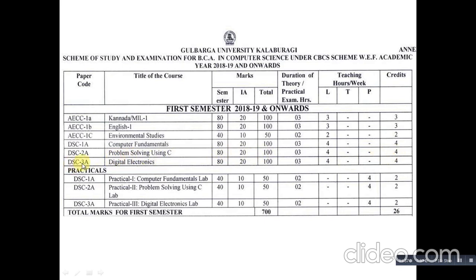The DSC 2A paper is problem solving using C programming, that is for 100 marks, 80 external and 20 internal, and it is having 4 credits. Similarly, DSC 3A is digital electronics for 100 marks, 80 external and 20 internal, and it is having 4 credits.